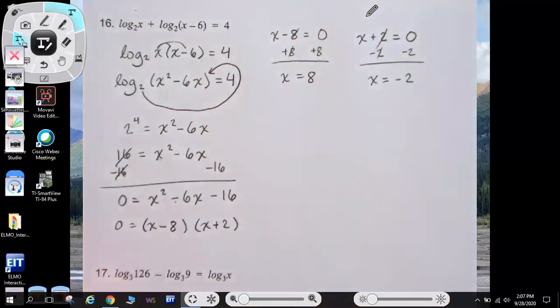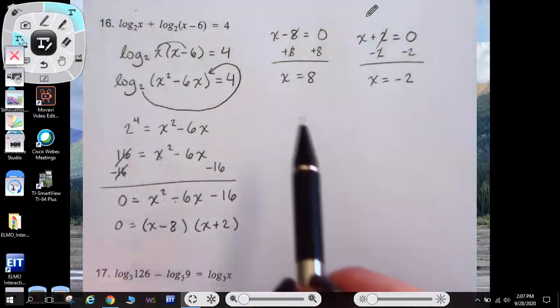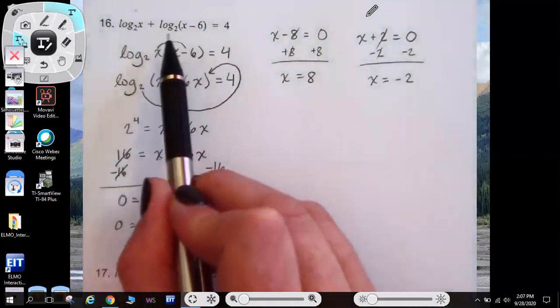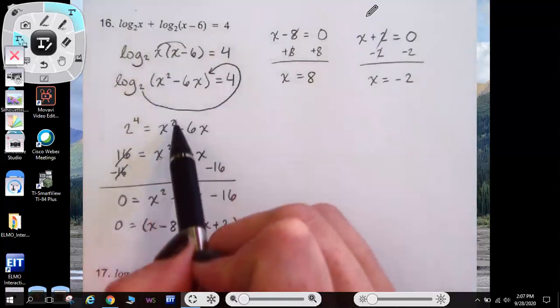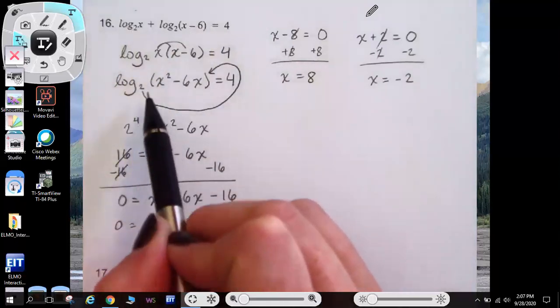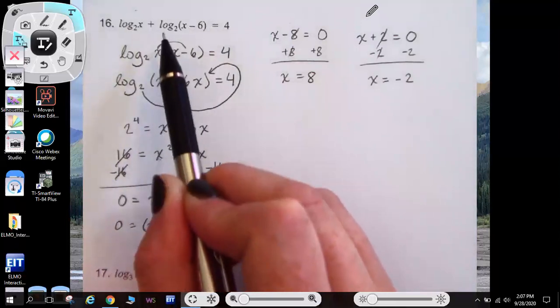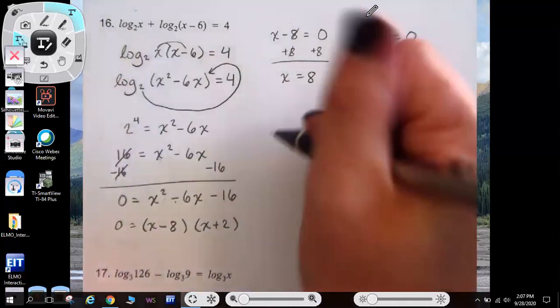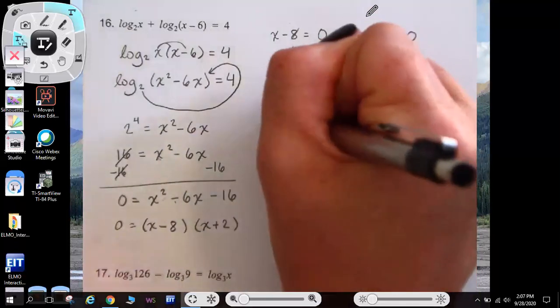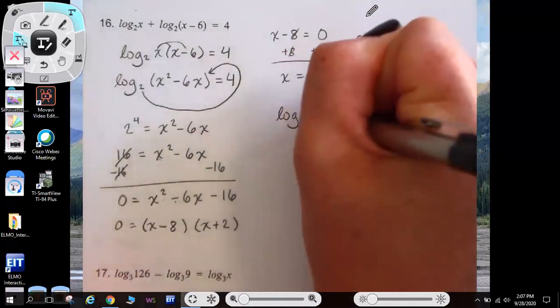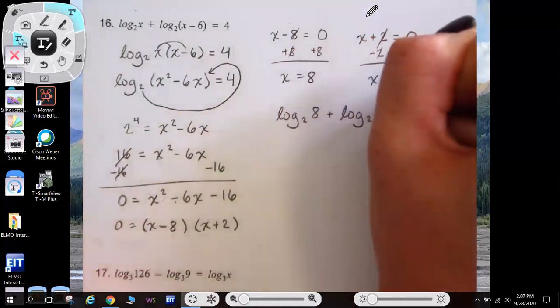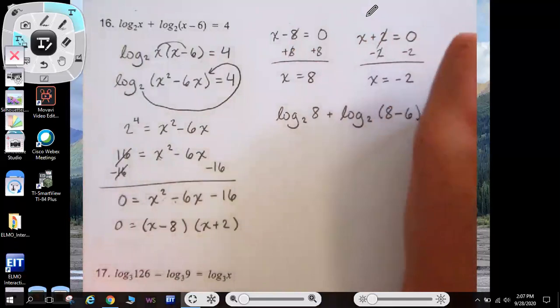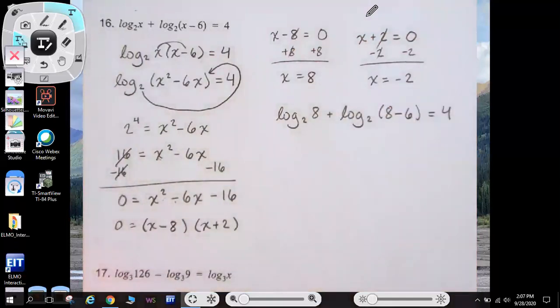Now we have to check because we got more than one answer for x. So we need to plug both of these numbers back into the very first line of our problem, this line that we were given. That's also very important. You can't skip down to here and plug in, you have to plug into the very first line of the problem. So if we check x equals 8, we're plugging in 8 for x. Log base 2 of 8 plus log base 2 of 8 minus 6 equals 4.